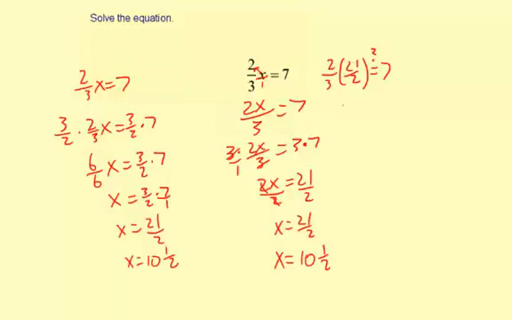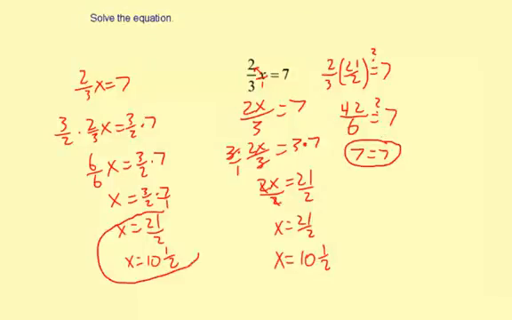2 times 21 is 42. And then divided by 3 times 2, which is 6. We want to know, does that equal 7? 42 divided by 6 is 7, so we get 7 equals 7. And we know we have the right answer. So our right answer could be either of these answers right here. Don't put them both in, but you could enter either one.